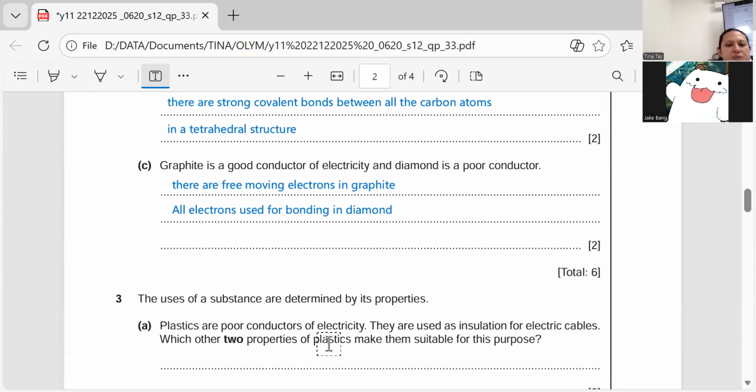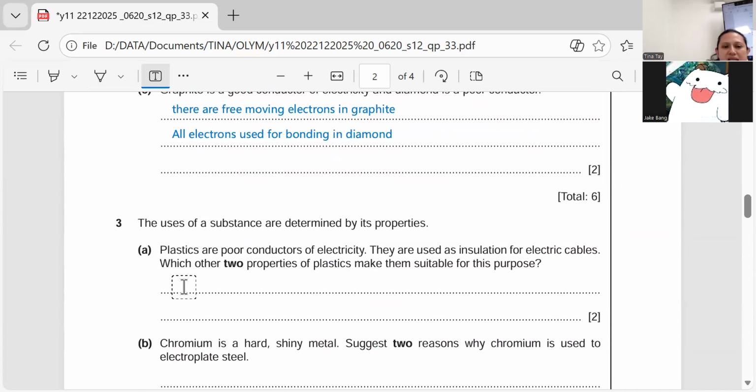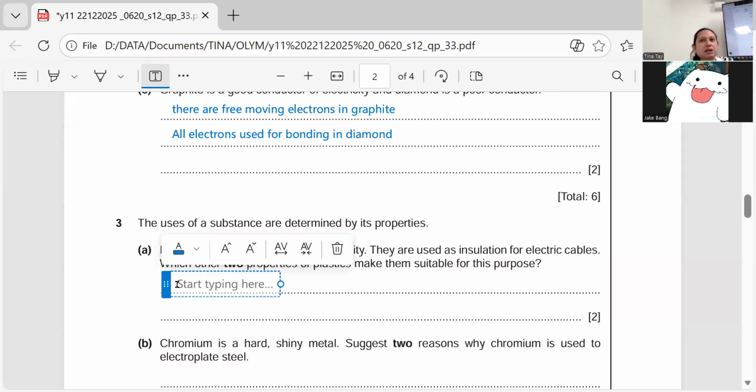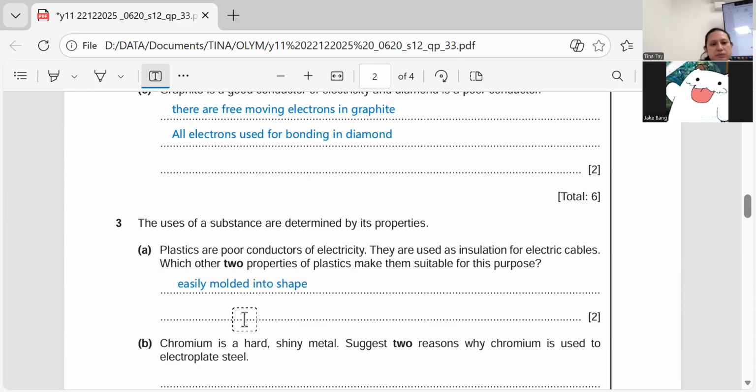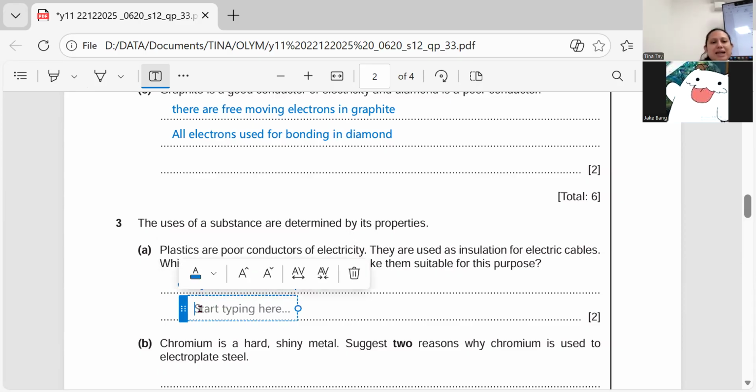The uses of a substance depend on its properties. Plastics are poor conductors of electricity. They are used for insulation. What two properties of plastic make them suitable? They are easily molded into shape. What else? They are light, or low density.